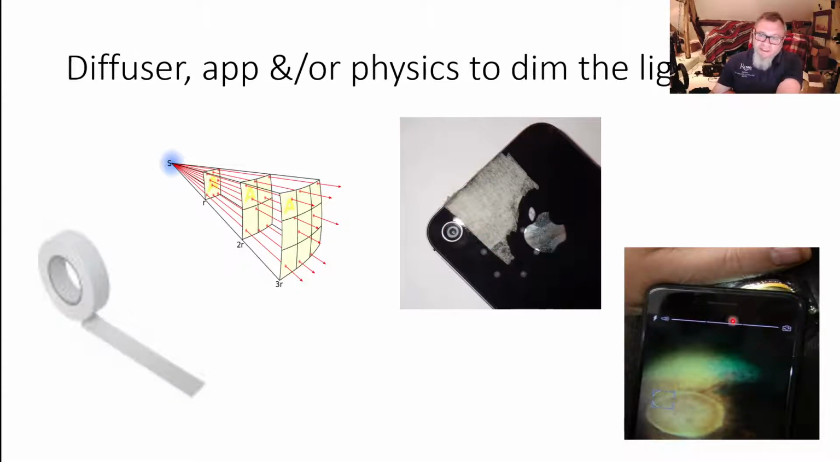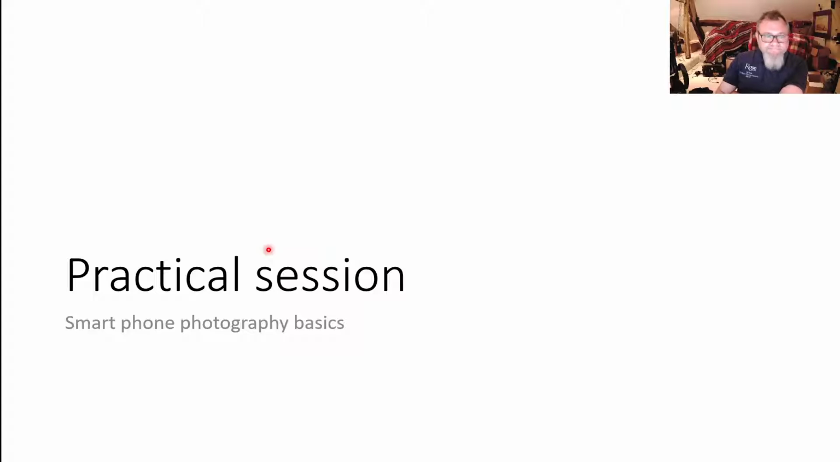Some apps will allow you, within the software, to reduce the brightness. So Pro Camera is the one which I use for that reason. And also you can use physics. If you can move your phone further away from the patient, then you will also dim the light, but you also reduce your resolution as well.